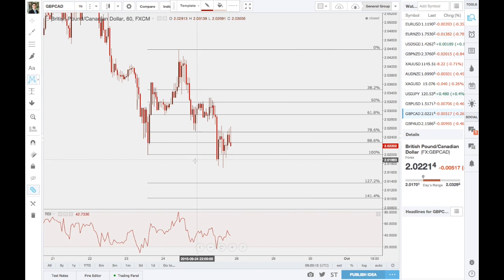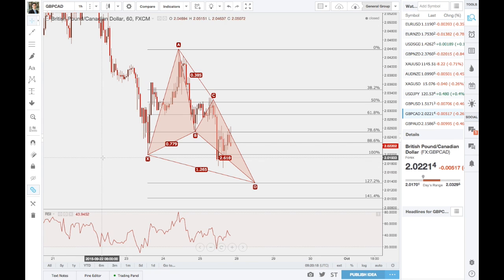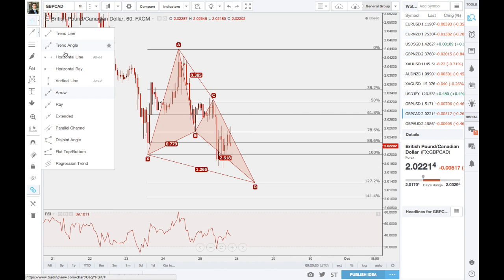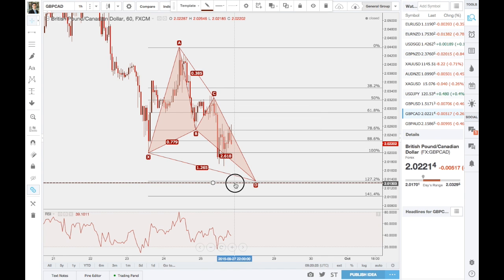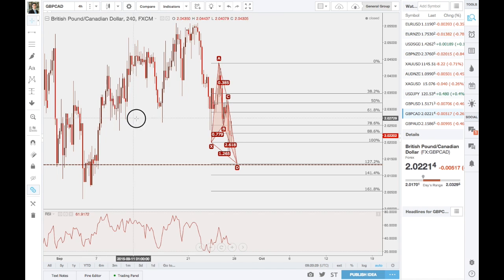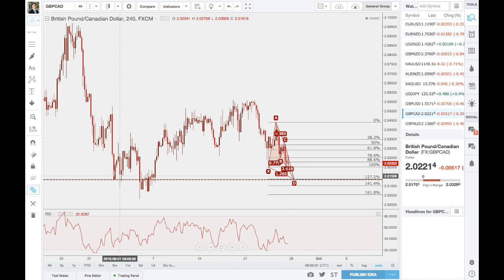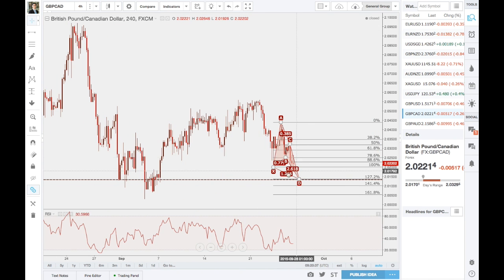So let me draw in the pattern so it's clearer for you. Right, so this is a potential butterfly pattern that we are looking at. And if you drop a horizontal line at the completion level and zoom out to a higher time frame to look for potential confluence levels, we do have some minor support in the past as well. Right, but what I want to show you is that this might not be considered a very strong trade, mainly if you take into account the trend.